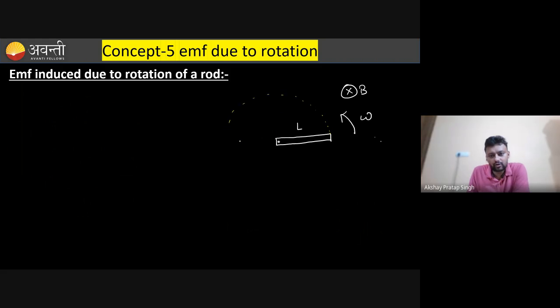I am not sure about my drawing skills, but it will move something like that. Clear? Yes, sir. The diagram is quite good. Yes, looking good. So it will move in a circular path. Then our task is to find the EMF induced in the rod.